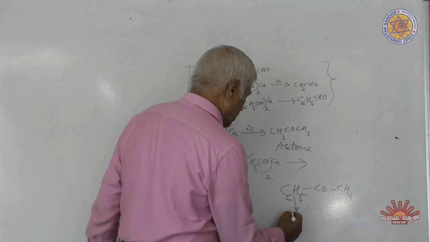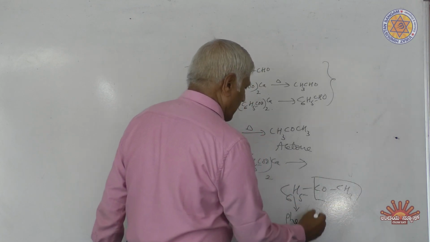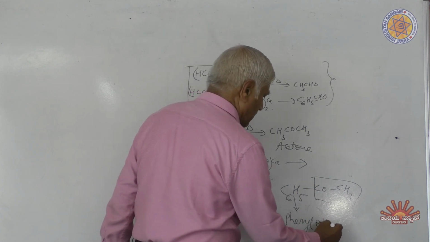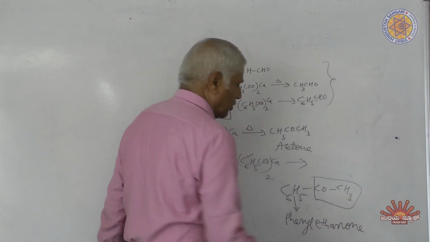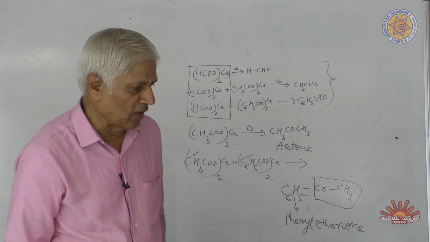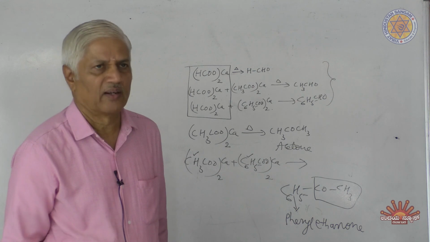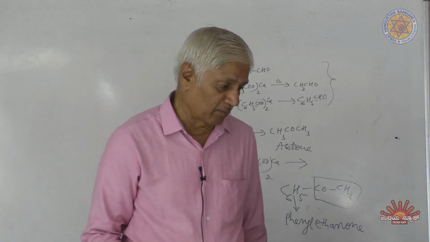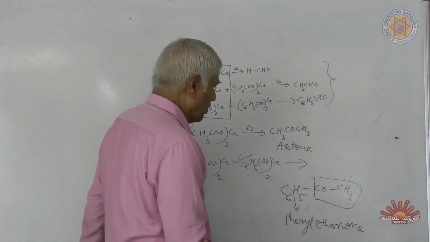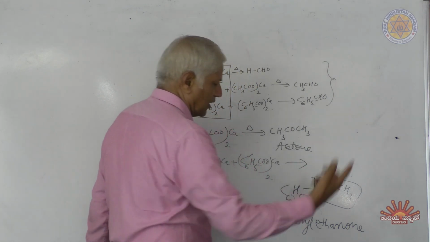C6H5 is called the phenyl group. Two carbon atoms are named as eth in IUPAC. Since it is a ketone, ethanone. So phenyl ethanone is nothing but acetophenone. So option A was the correct answer. You should not be taken aback by the answers given. Acetophenone is a very common name. Acetophenone can be called phenyl ethanone, a two carbon atom ketone, ethanone.